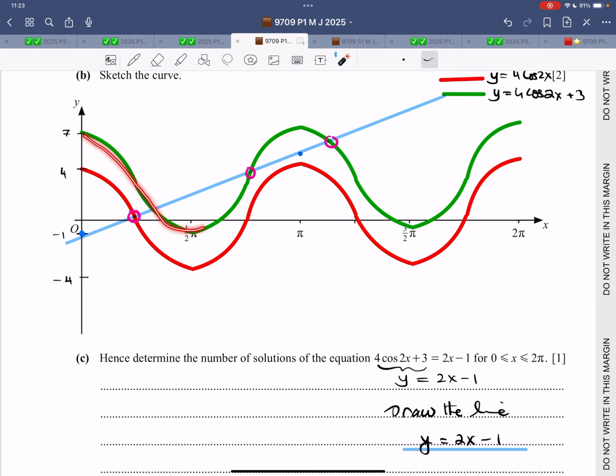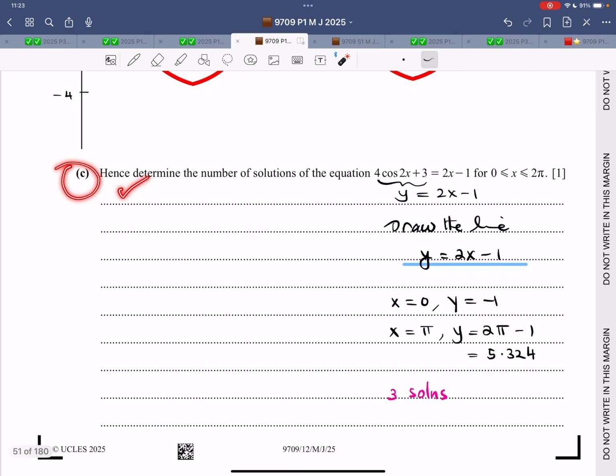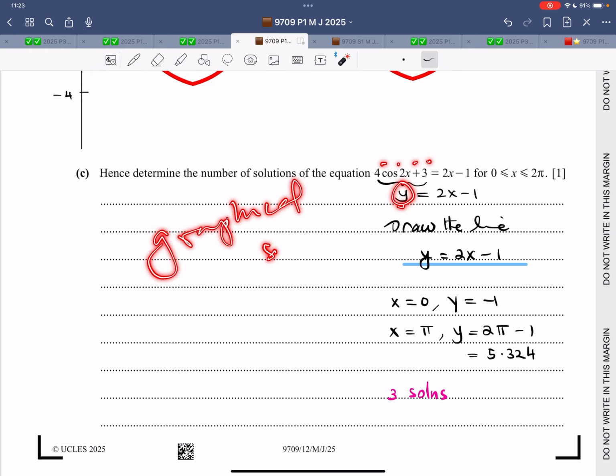So now this green one is the final answer. It's your choice to draw it in steps. It's your choice to draw a final one. Now it says, hence, determine the number of solutions of this equation. Now 4 cos 2x plus 3, isn't that y which you have already drawn? So now this is related with graphical solution of equations. The knowledge is related with this.